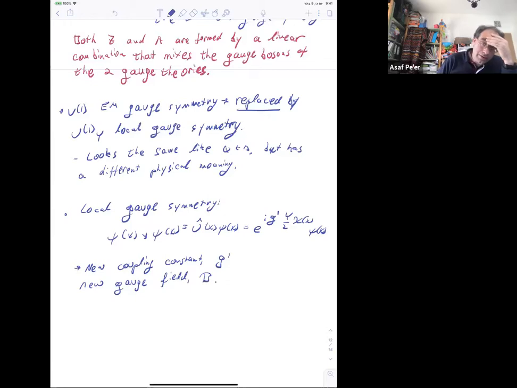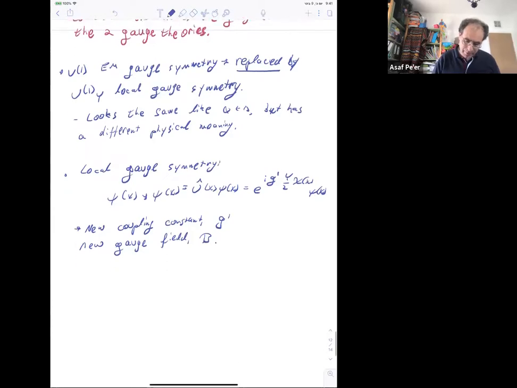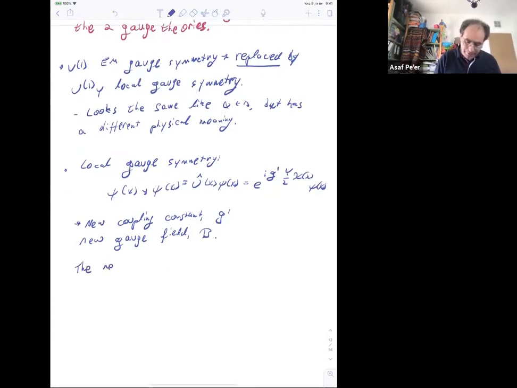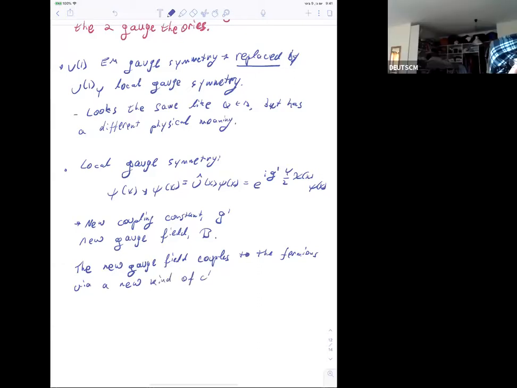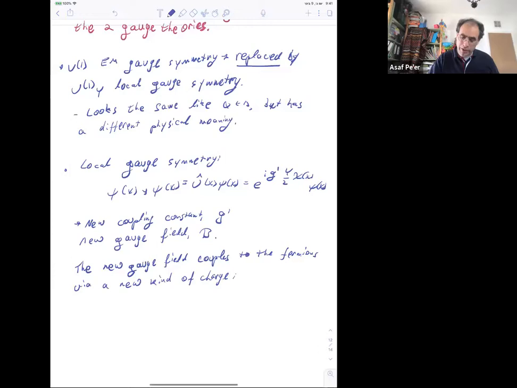Now the new gauge field is going to be coupled to the fermions via a new kind of charge, which we call the weak hypercharge, denoted by Y. The new gauge field couples to the fermion via a new kind of charge. It's called the weak hypercharge. This is the term.